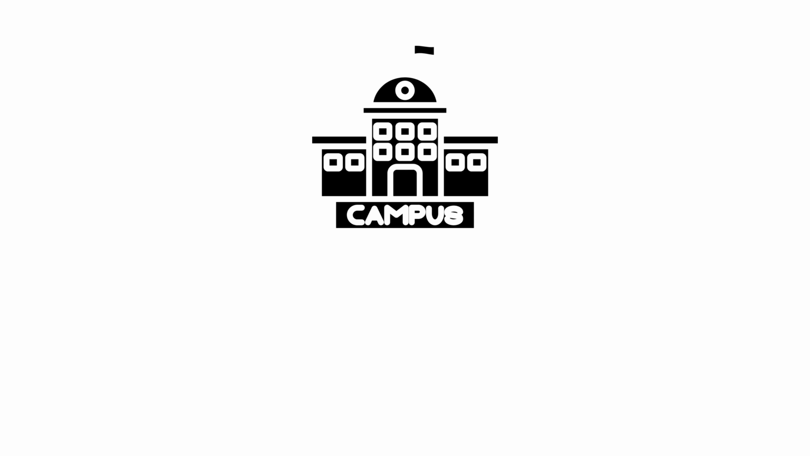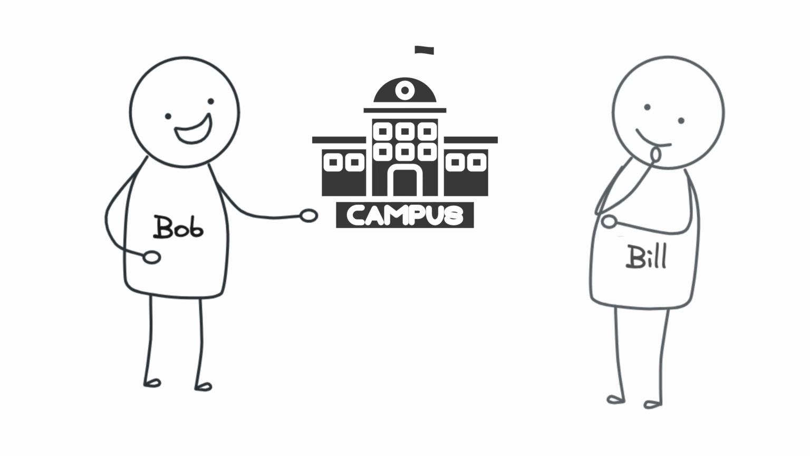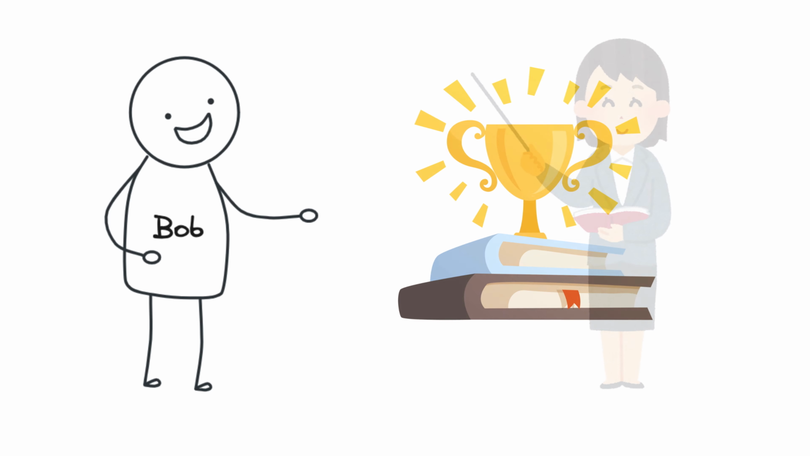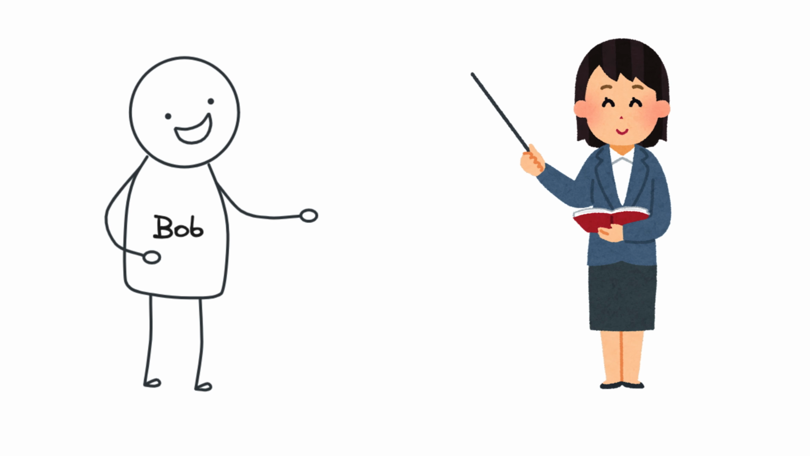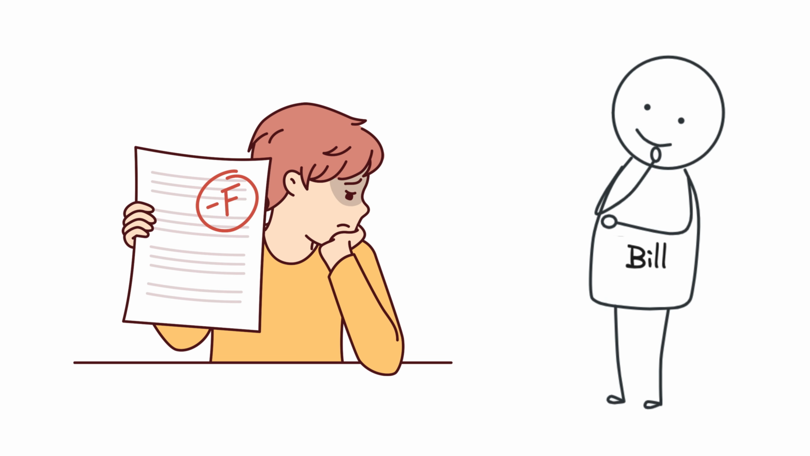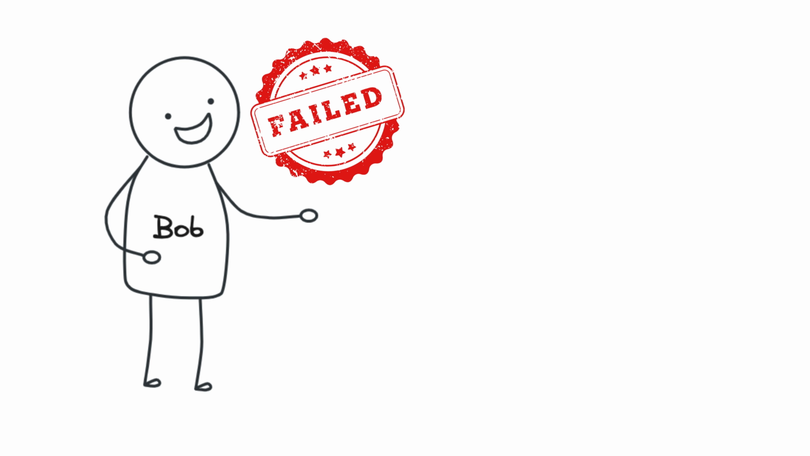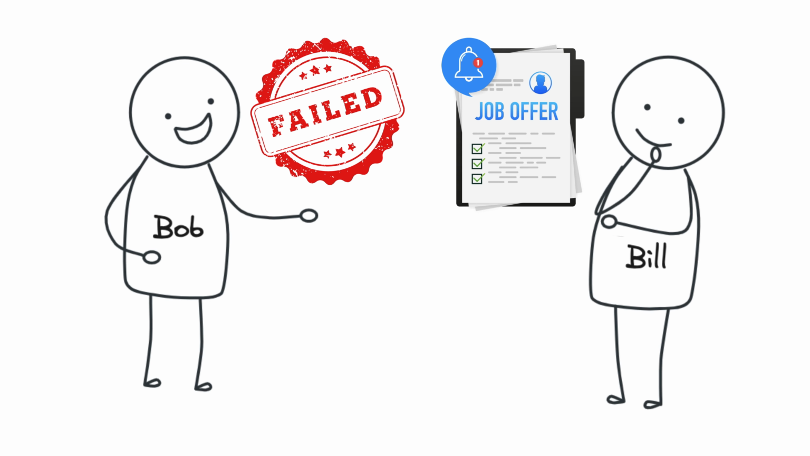Once upon a time, there were two engineering students, Bob and Bill. Bob was the class topper and the favorite student of every teacher, while Bill scored average grades. Yet Bob failed the system design job interview round and Bill passed it.